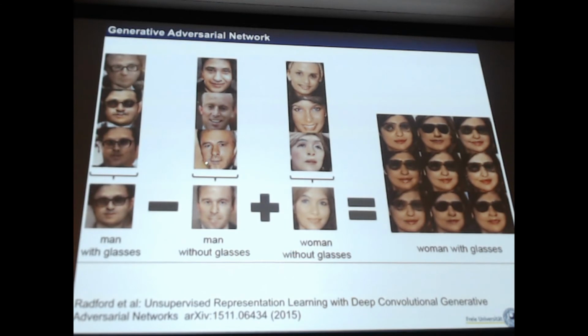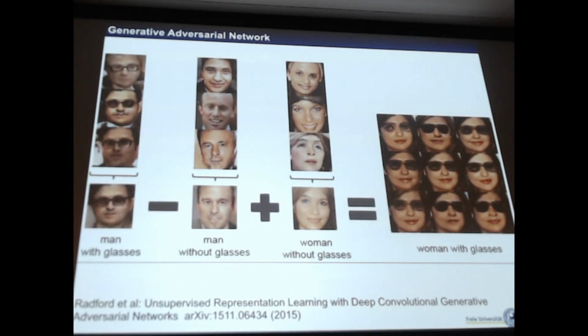These are images of guys without glasses. These are images of women without glasses. And you take a guy with glasses, subtract a guy without glasses, add a woman without glasses, and you get a woman with glasses. And this is, of course, completely meaningless in pixel space. You couldn't do this in the original space.